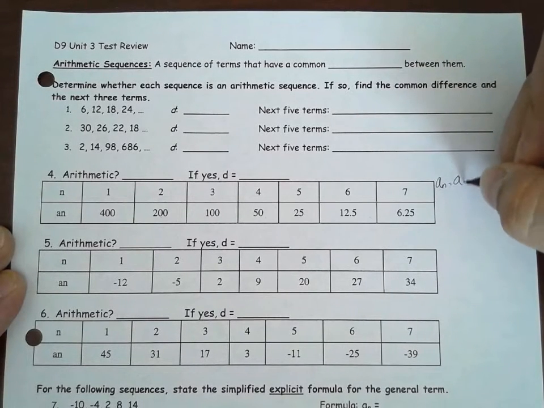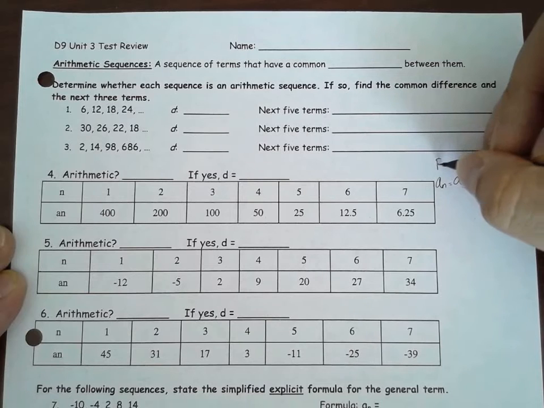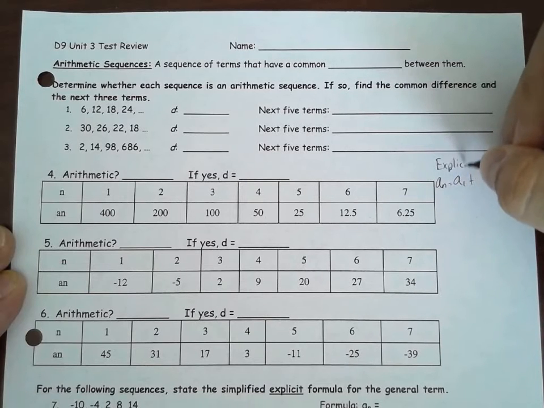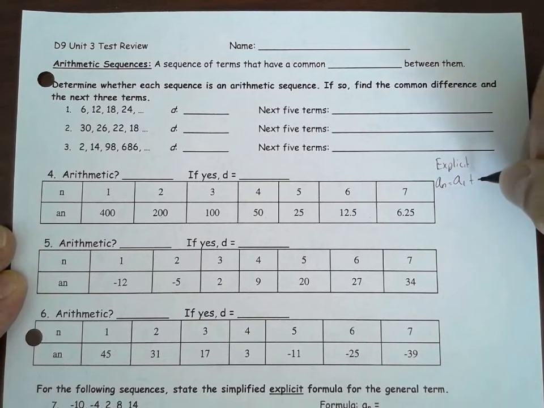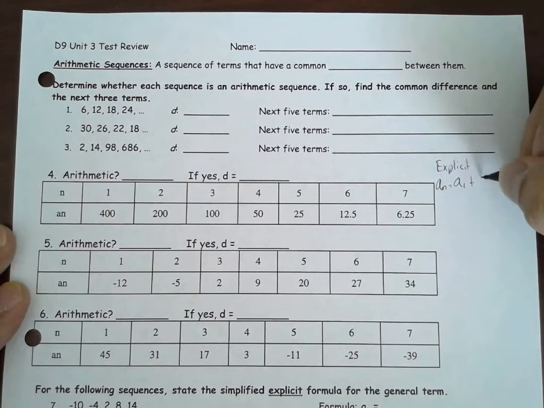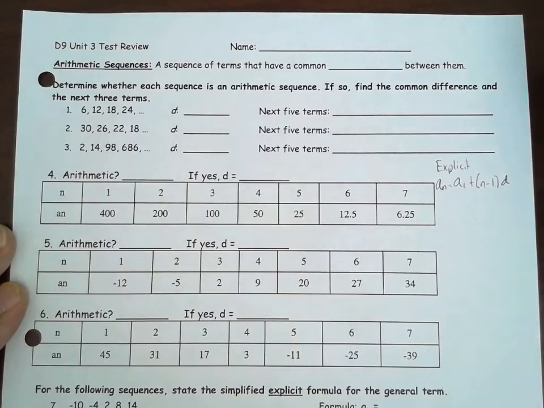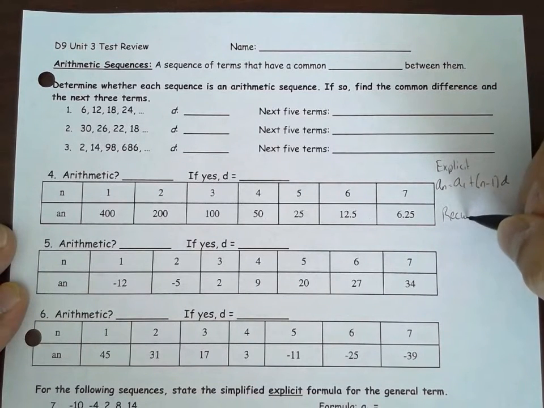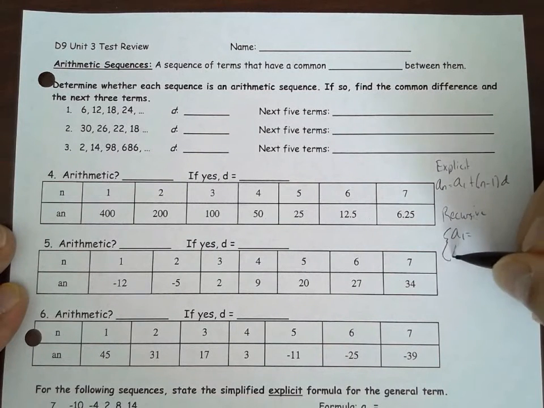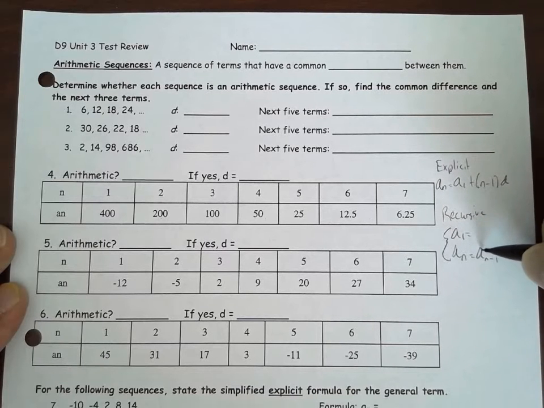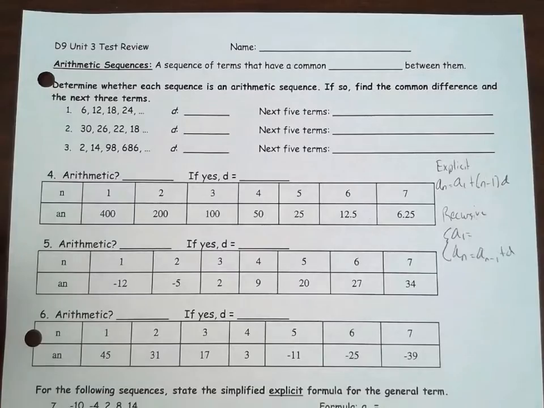Make sure, just as a reminder, this is the explicit: A_n equals A_1 plus (n minus 1) times the difference, okay? And then the recursive is simply A_1 equals a number, and then A_n, the next term, equals the previous term plus the difference. Alright, so we'll be using those the entire time.